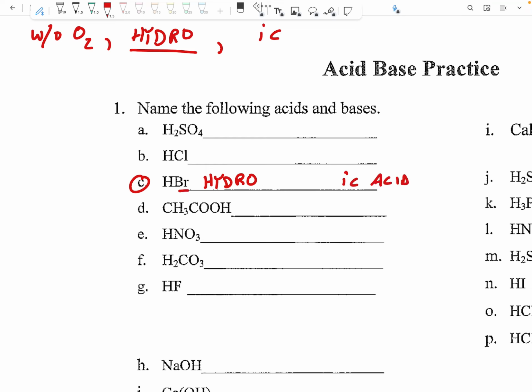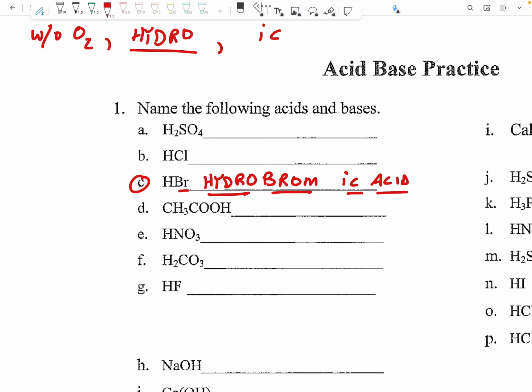And Br stands for bromine, and bromine is really bromide. So an IDE element like that, we're going to take the IDE off of there, and we're going to add the IC onto it. So we have hydrobromic, and then we have acid at the end of that.